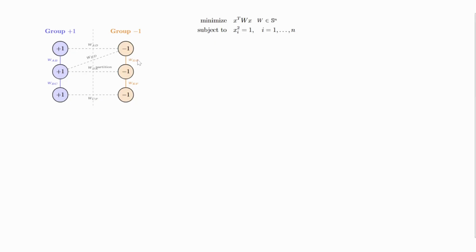So we can see that x transpose W times x is the total cost of the partition, and we want to minimize it. So again, the feasible set has 2 to the n points. For large n, it is computationally really difficult to brute force all possible values. So we need a smarter method.